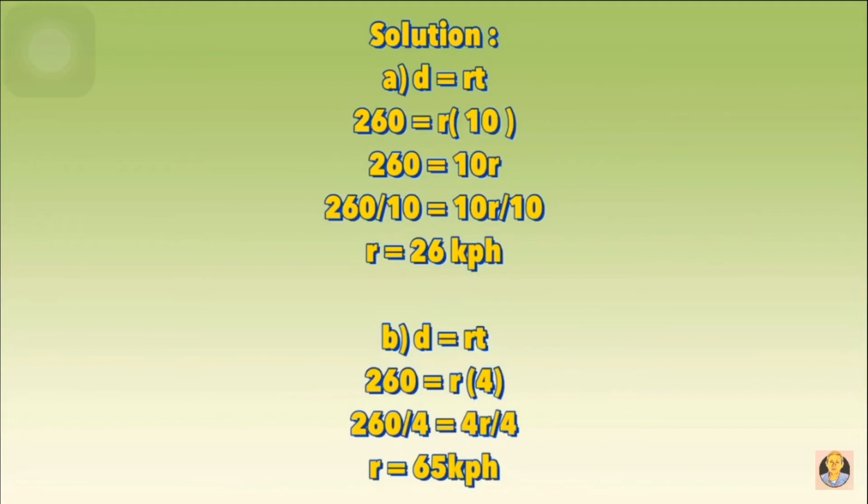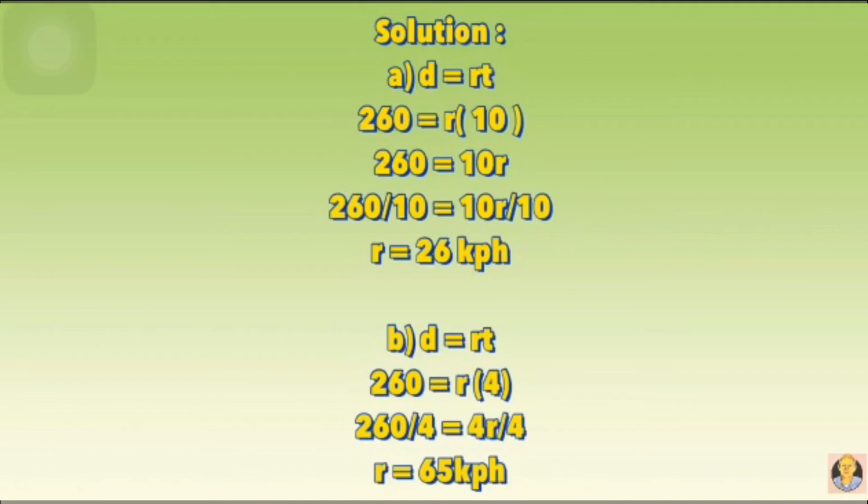D is 260, the distance, equals, for letter B, the hour covered is only 4 hours. Then we're going to multiply 4 times R equals 4 hour. Then we're going to divide it by 4, both sides. So that's why 4 divided by 4 equals R, and 260 divided by 4 equals 65. So therefore, the rate of letter B, if Carlo traveled for 4 hours, is 65 kilometers per hour.